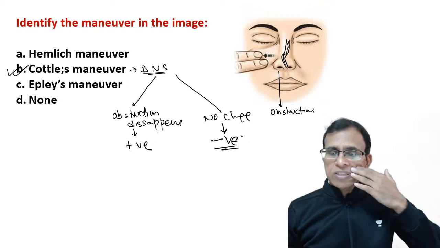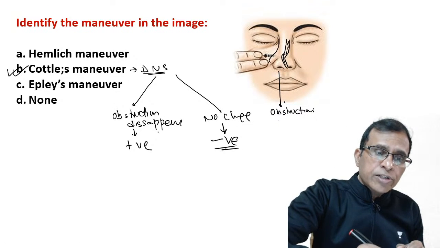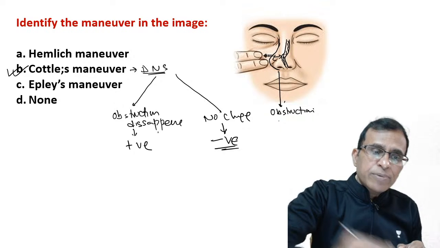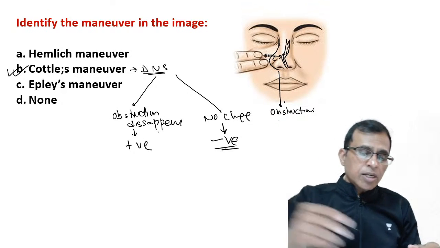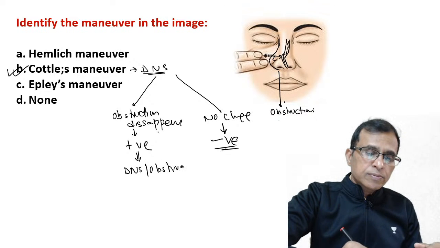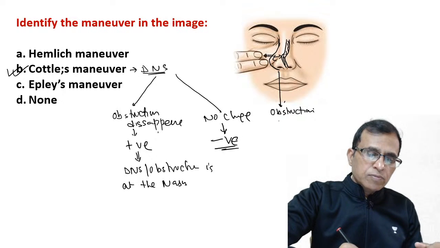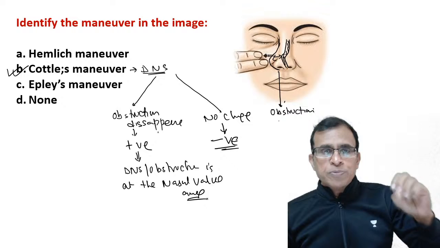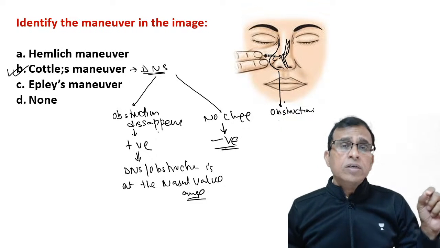If the obstruction disappears on doing this, if the patient says, now I can breathe. See, when you pull in the cheek, this part of the nose gets pulled to this side. So space gets created, and the breathing starts. So this is positive Cottle's. Now the implication is that positive Cottle's tells you that the DNS or obstruction is at the nasal valve area. There is an area called the nasal valve area, so obstruction is there. That's why it disappears.